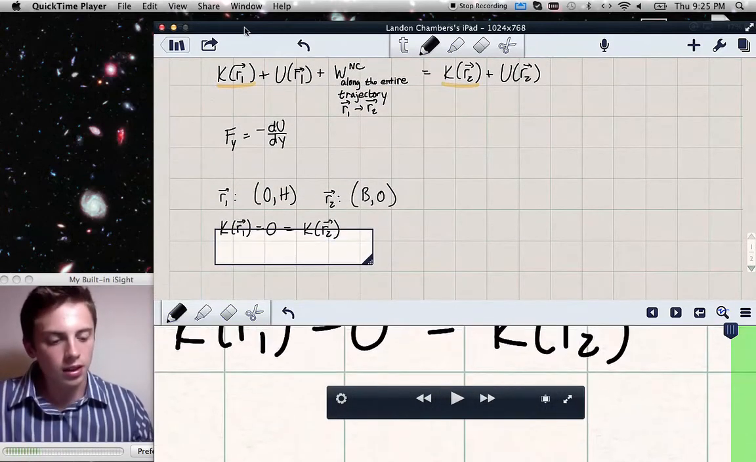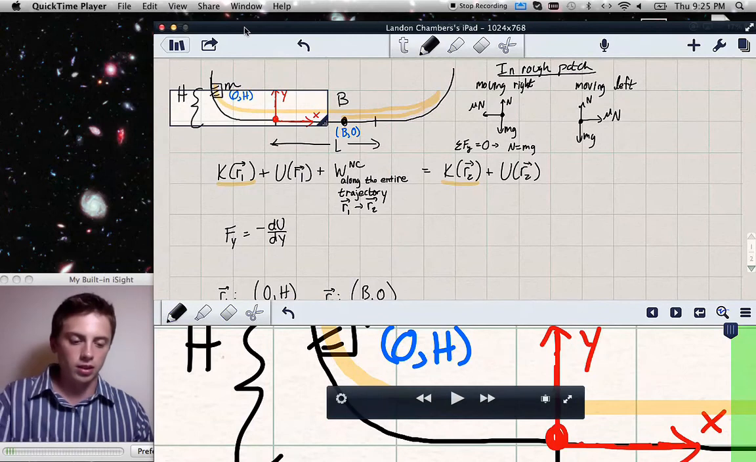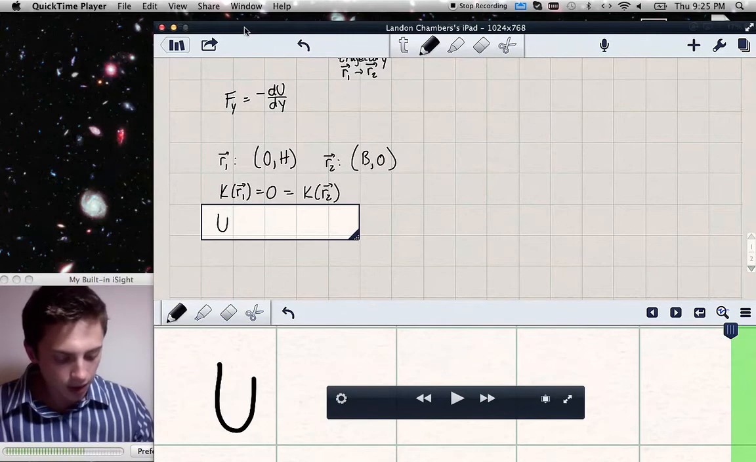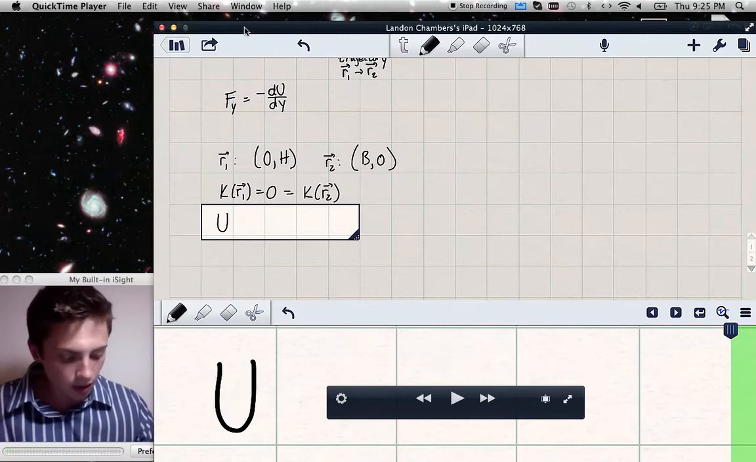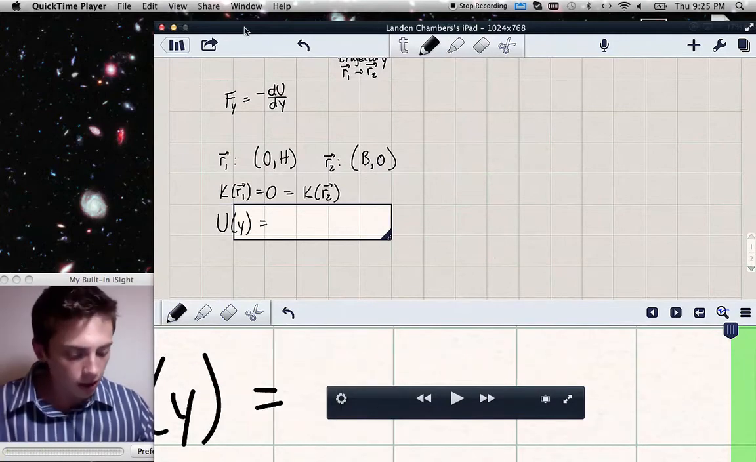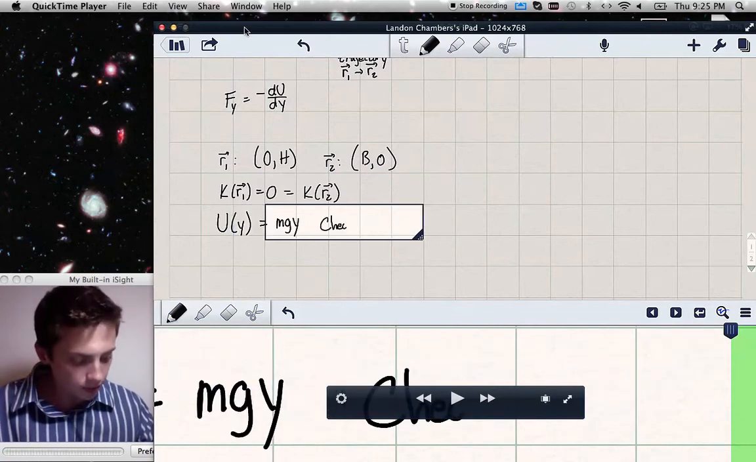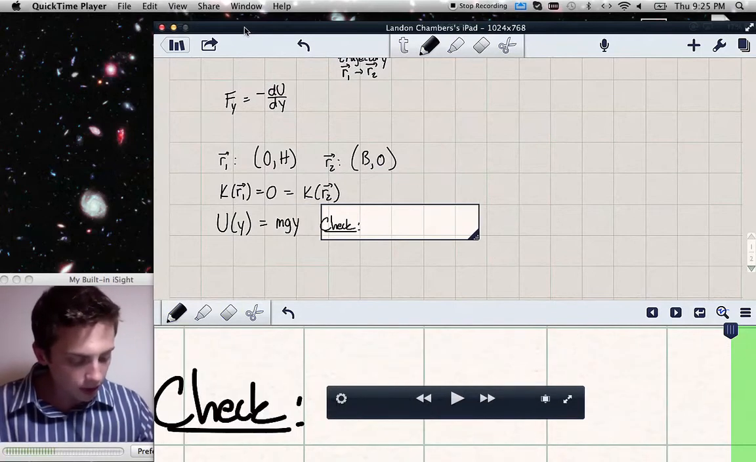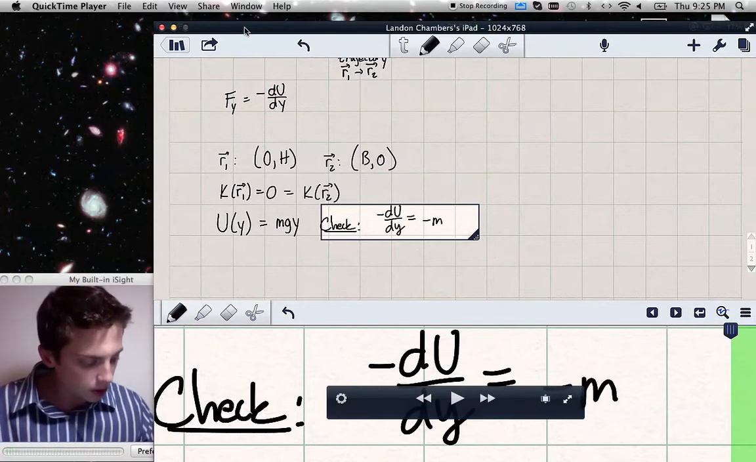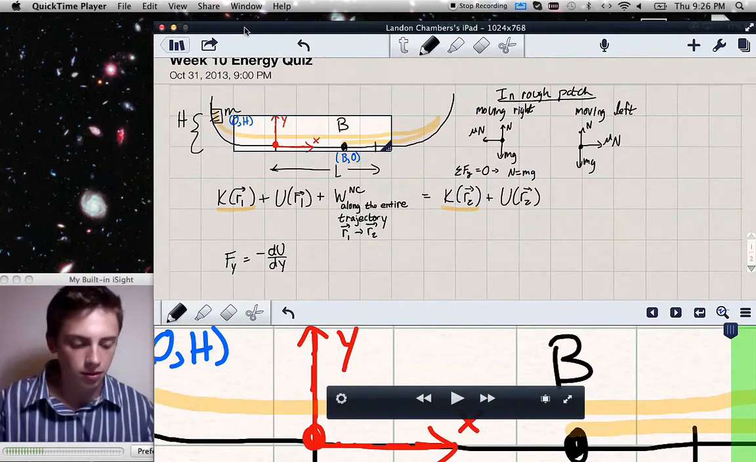Outside of the rough patch, we just have gravity and normal force here. So we can write a potential function for the gravitational force. And I'm going to guess it to be, in our coordinate system, U of gravity, U as a function of y, is going to be mgy. Now let's check it. We take the negative derivative of U with respect to y, and we get minus mg. And in this coordinate system, that should always be the potential function for gravity.